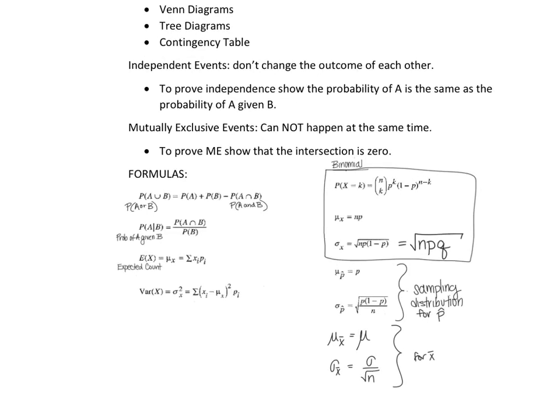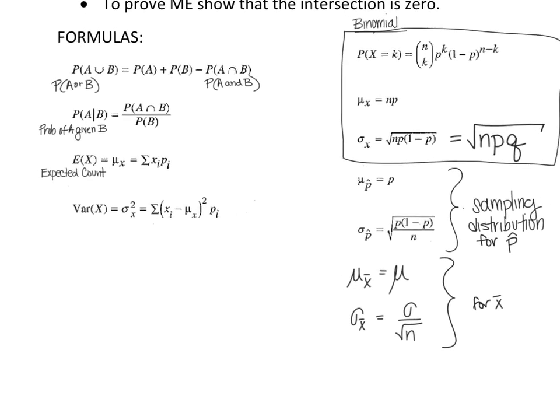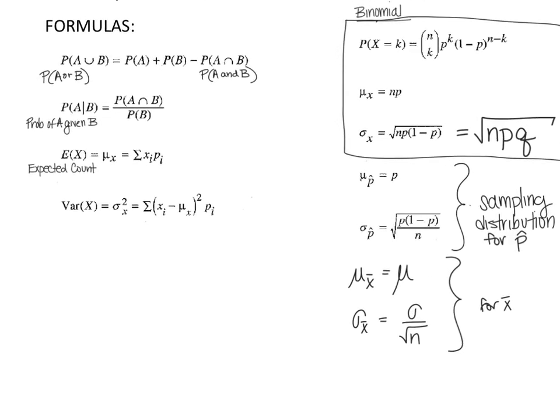Here are some of the formulas from our formula sheet. They don't have the word probability of A or B, but they use the intersection and the union to show those. So remember, probability of A and B, we multiply. For or, we add, but remember we have to subtract any overlap. This is the probability of A given B. This is expected counts. So if we have a certain number of things that happen and the probability of them happening, we multiply those together and add them up. This is the formula for variance. Most of the time we're going to use our calculator though to calculate variance.